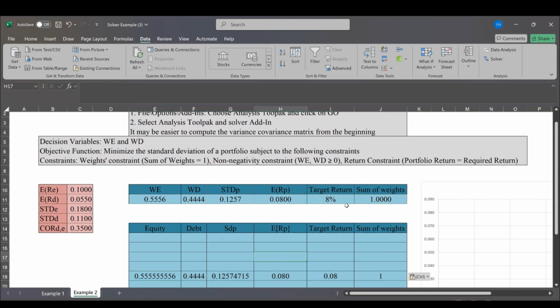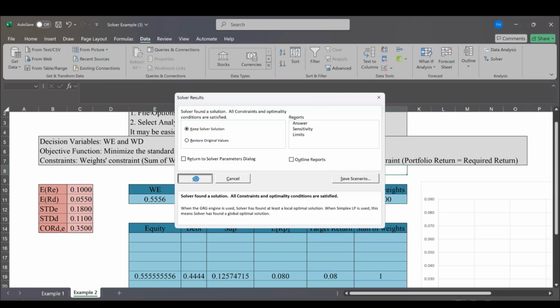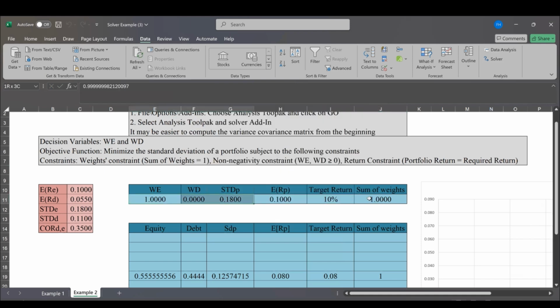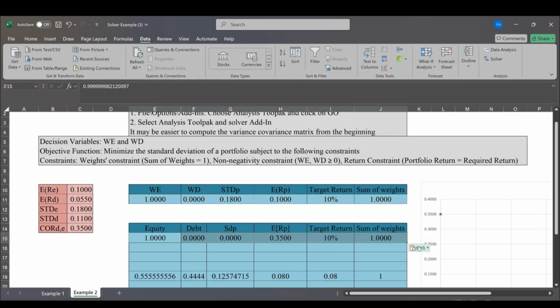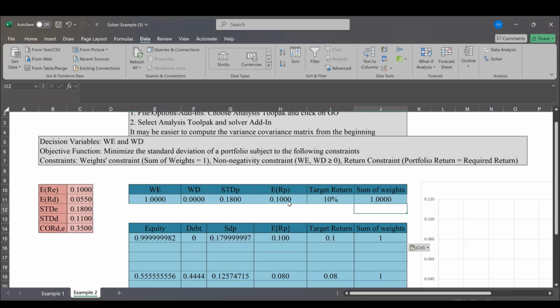Now, let's say that I need to solve for a target return of 10%, for example. I go now right away to solver and click on solve. So this is the solution. If I want 10%, I need to invest everything in equity. So once again, I copy and paste, and here it should be values. I'm gonna do this for 9.5%.